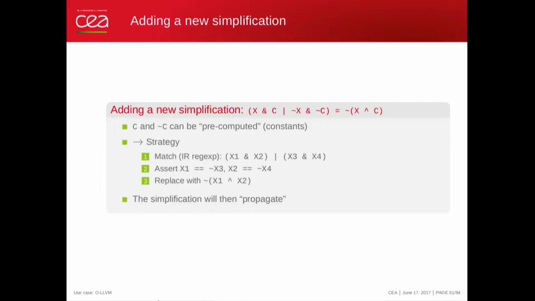The strategy here is that we will match, using a regexp in the intermediate representation, x1 and x2 or x3 and x4, because the constant can be pre-computed, so we will not see the constants. We have to match it and then check that these are actually not the same as the others. And then we will replace it with the simplified equation. We do this for one, but we saw earlier that there are two of these, and the simplification will just propagate and end with the correct one.